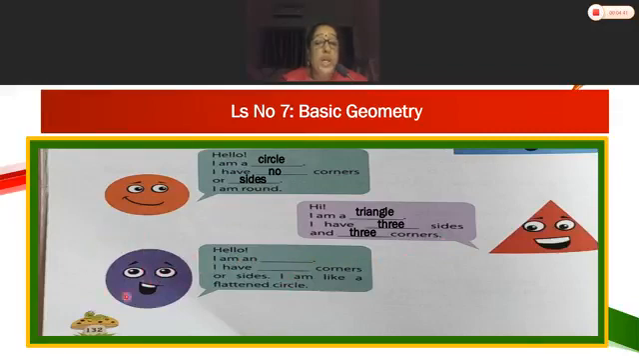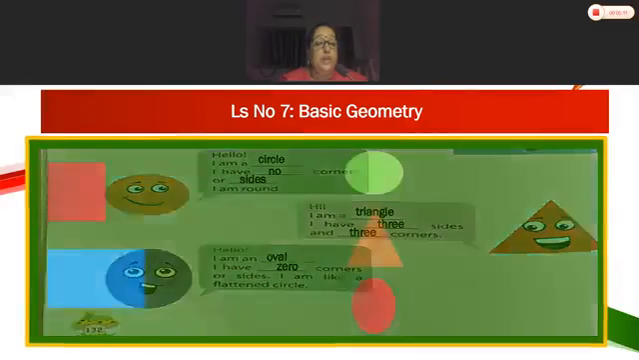Now what is here? This is an oval shape. Hello, I am an oval. I have no corners or sides. You can't see any side here or any corner. Okay, I am like a flattened circle. Hello, I am an oval. I have 0 corners or sides. I am like a flattened circle. So we have seen the basic shapes.